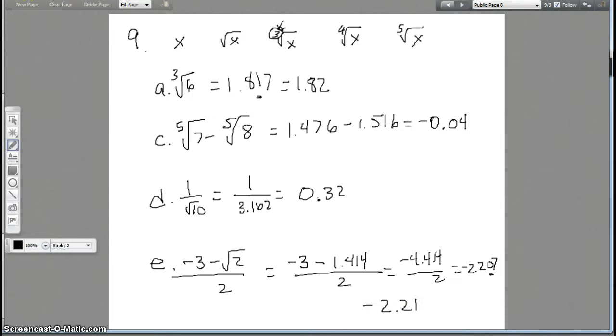Remember to always read the instructions and see if it gives you a particular place to round to. This problem wants you to round to the nearest hundredth, and that's true for number 16, which is just like it that I assigned for homework.